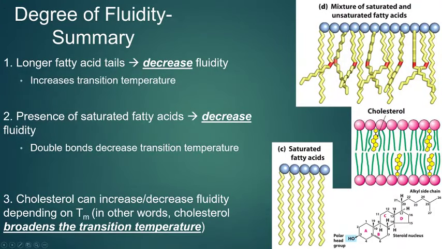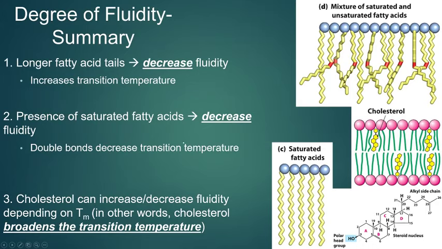So just to quickly recap what we've been talking about thus far. Again, the longer the fatty acid tail, the lower the fluidity, okay? The more rigid our overall structure will be. And that is due to how nicely these fatty acid tails line up and the non-covalent interactions occurring between them.